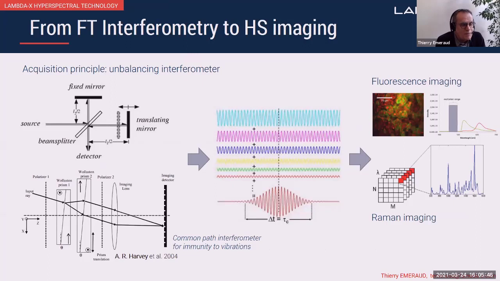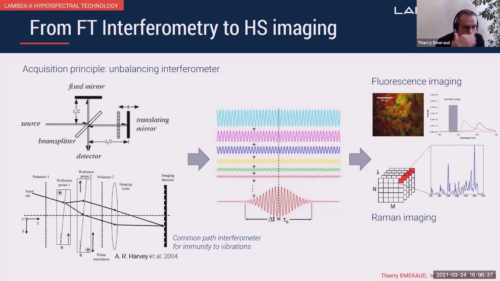And why do this? You will see the benefits, actually. The interesting part is to generate high throughput hyperspectral imaging with very high spectral resolution and spatial resolution at the same time. That was our initial statement. We wanted to go as far as possible in these two directions, and to do that with interferometry, you have to be careful not to take just any type of interferometry architecture. You'd better work with what we call a common path interferometer architecture, which will make your device immune to vibrations, which is necessary to have a robust device at the end.